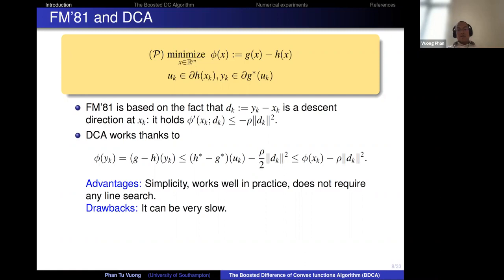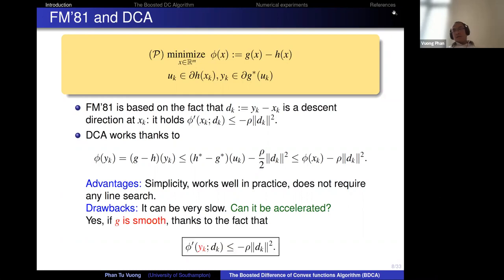But the drawback is that it's very slow in practice. We recognized this when we did a numerical experiment in an application in biochemistry 5 years ago. And the question is, can it be accelerated? And the answer is yes. But the payoff is that we need to require that g is smooth. Thanks to the fact that the directional derivative of phi at yk with respect to direction dk is less than 0, we can prove that dk is not only a descent direction of the objective at xk, but also a descent direction of the objective at the new point yk.